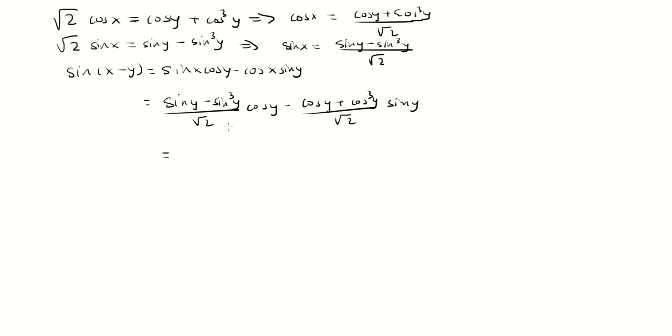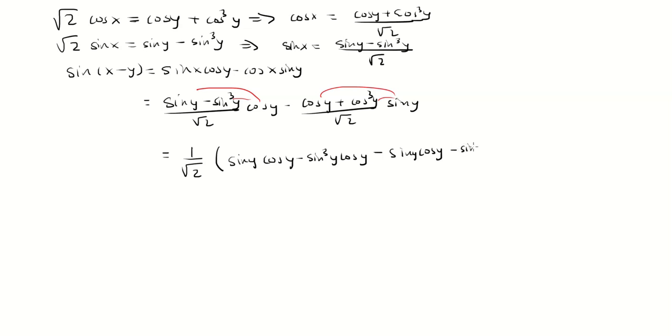Now notice that they all have a square root of 2 on the bottom, so we can factor out the square root of 2. And then we can distribute the cosine to both of these and the sine to both of these. So we have sine y cosine y minus sine cubed y cosine y, minus sine y cosine y minus sine y cosine cubed y. Keep in mind, we also need to distribute this negative to both the cosine and the cosine cubed. Now the sine y cosine y terms are going to cancel.